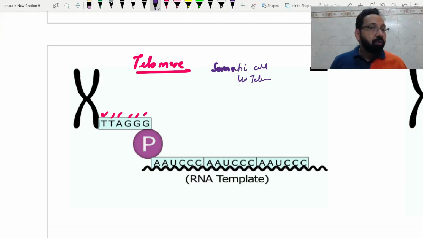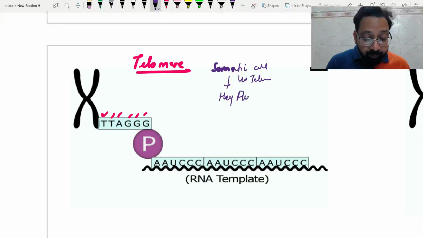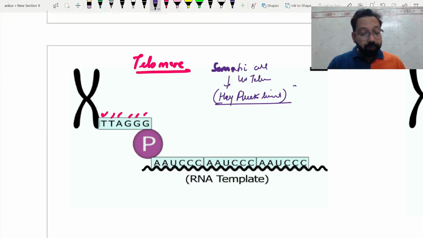And if DNA is lost, it will lead to mutation, cell death, cancer, anything may happen. That's why a somatic cell has a limit to divide. That is called the Hayflick limit. Question: the Hayflick limit depends on the number of telomeres.